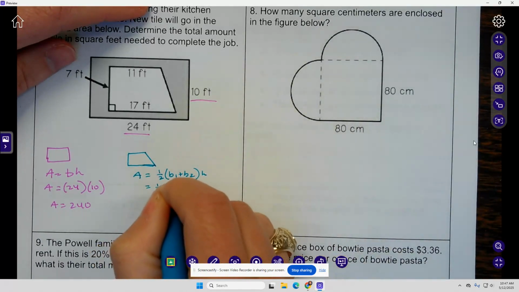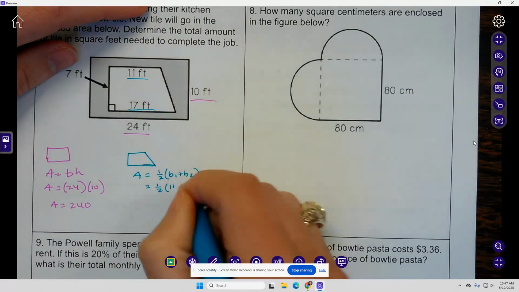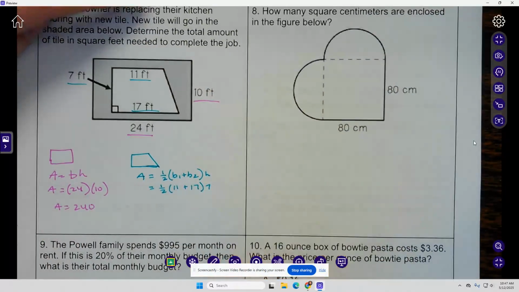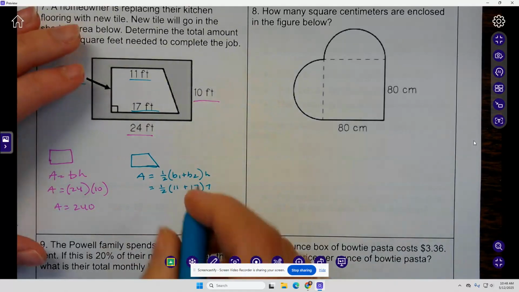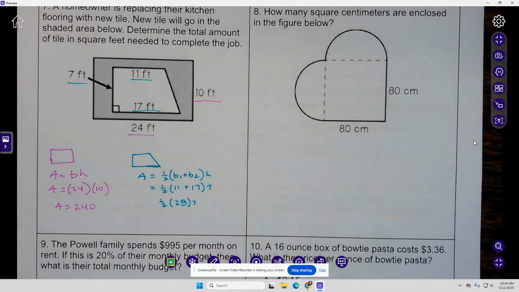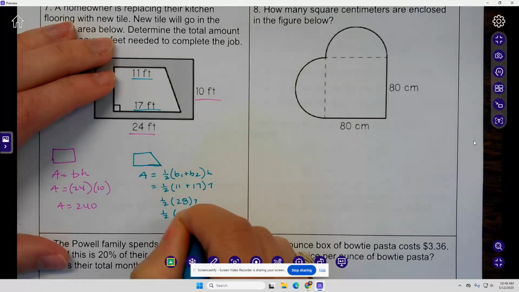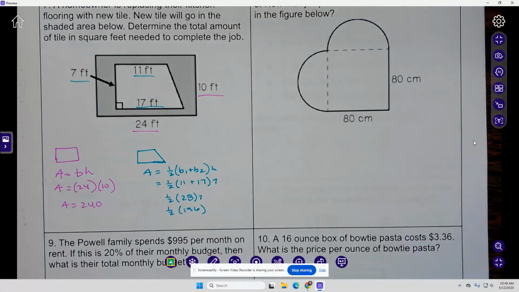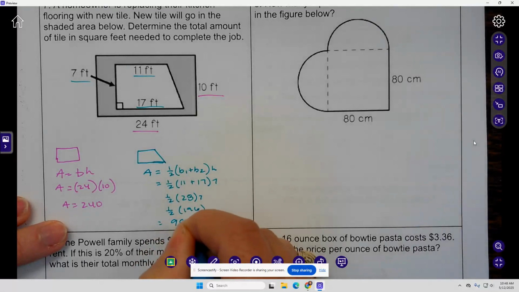So I'm going to plug in my values. Base 1 is 11. Base 2 is 17. And the height is 7. So 11 plus 17 is 28. 28 times 7 is 196. And then remember, multiplying by 1/2 is the same as dividing by 2. So the area of the trapezoid is 98.